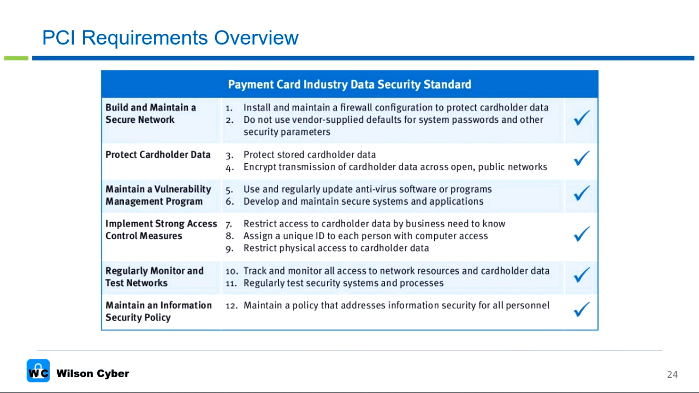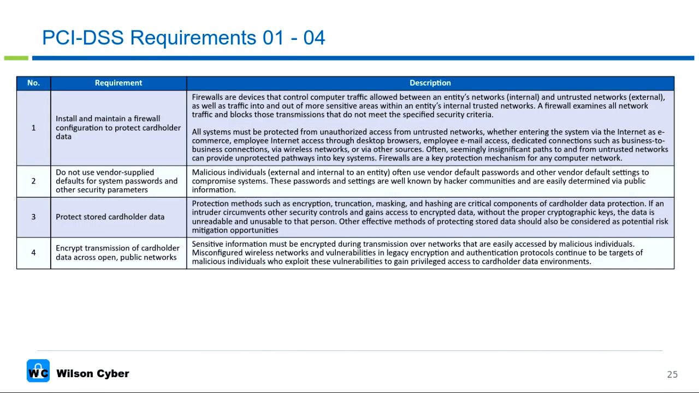Under test and monitor networks, we have 2 requirements: track and monitor all access to network resources and cardholder data, and test security systems and processes. And finally, maintain an information security policy, and we only have 1 requirement, and that is to maintain a policy that addresses information security for all personnel. So let's walk through the 12 requirements.